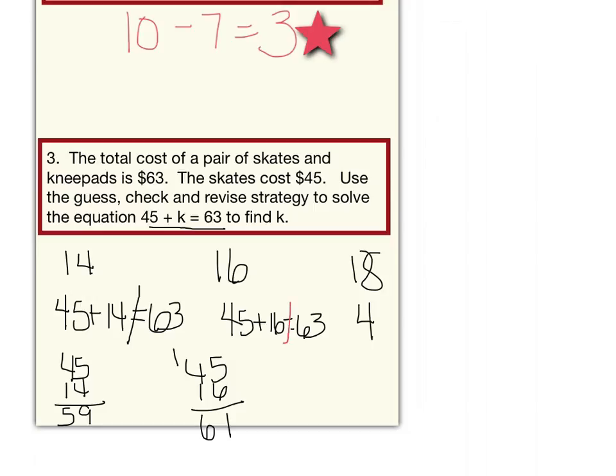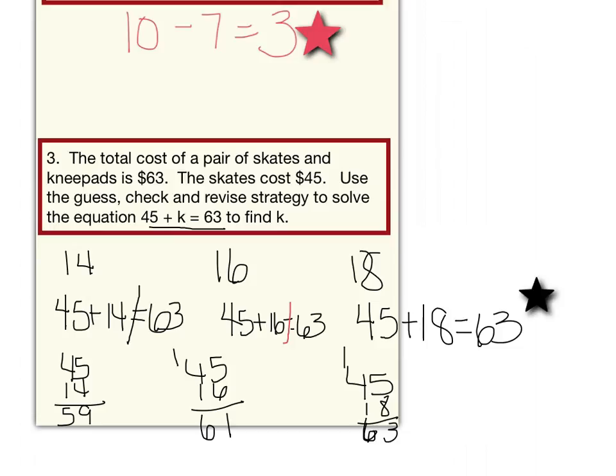Let's try 18. We know we have to get bigger because we've got 59, 61. We need to go a little bit bigger. So does 45 plus 18 equal 63? 5 plus 8 is 13, and 4 plus 1 plus the other one does equal 63. So we are correct. Good job.